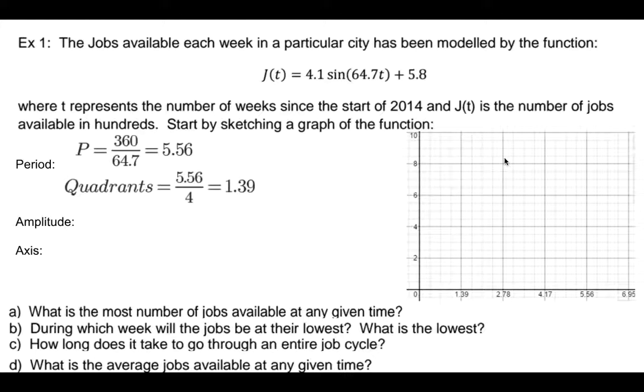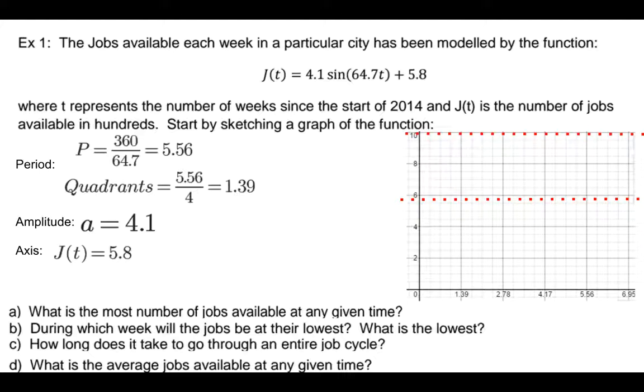And then the quadrants: the 90 degrees is now going to be 1.39. You can also do 90 divided by 64.72 to get that. Every 1.39, that's when you're going to hit the top, the middle, or the bottom. The amplitude's 4.1, so that's how much higher and lower you're going to go above the axis. And the axis is 5.8. So you can see the 5.8 roughly around there.